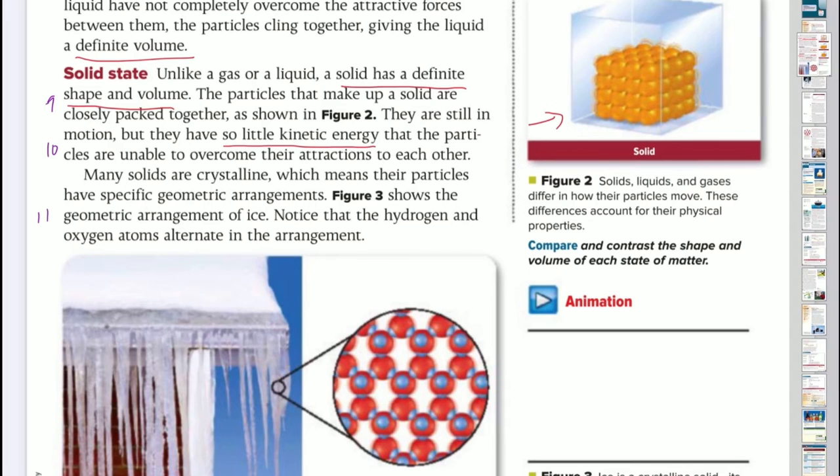Many solids are crystalline, which means their particles have specific geometric arrangements. Figure 3 shows the geometric arrangement of ice. Notice that the hydrogen and oxygen atoms alternate in the arrangement. So that would be our arrangement right here.